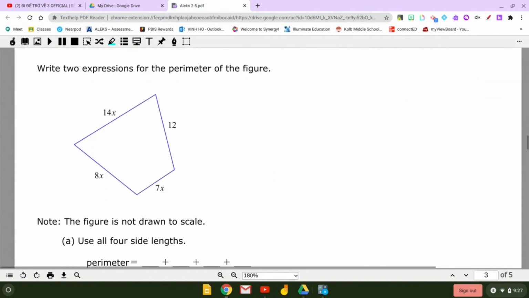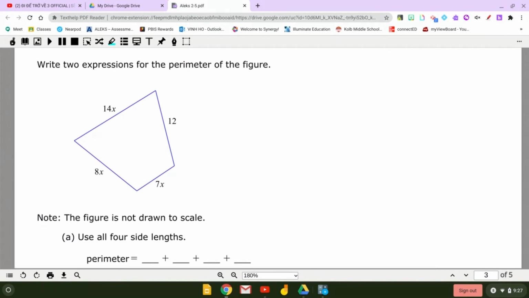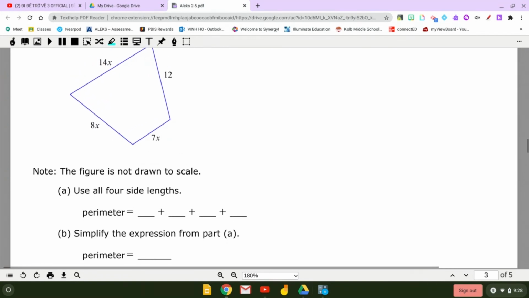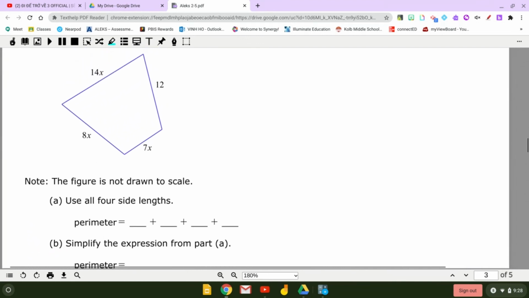All right, problem 9. Write two expressions for the perimeter of the figure. Okay, the figure is not drawn to scale. Use all four sides. All right. Okay, that's not too bad.